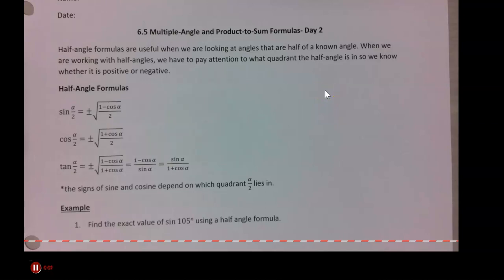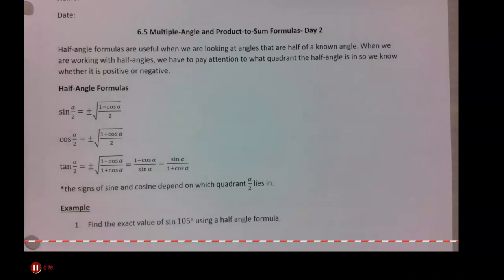Okay, so today we are doing half-angle formulas. These formulas, just like Friday's formulas, I'll be giving you on the test. You just need to know how to use them. It's mostly plugging in, and I feel like the biggest issue here is just remembering when to have positive and negative signs.